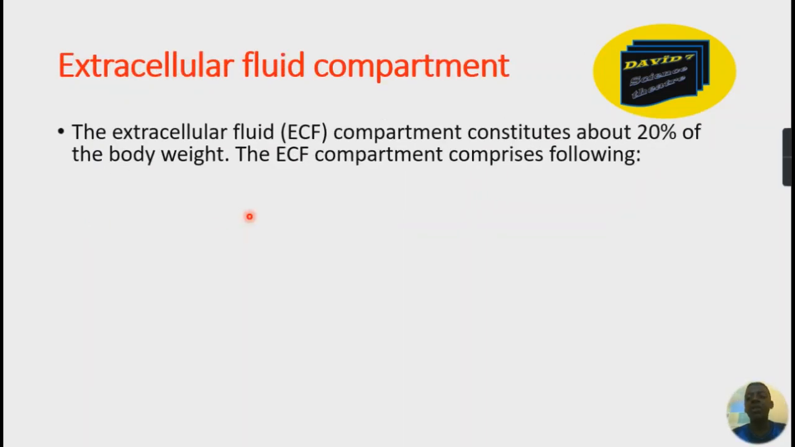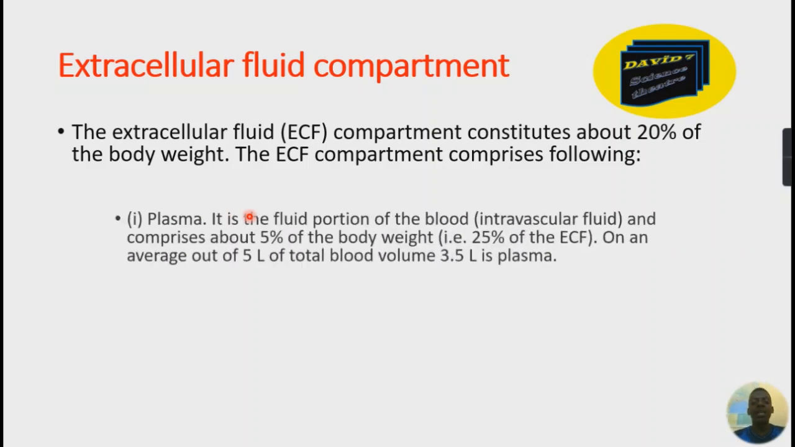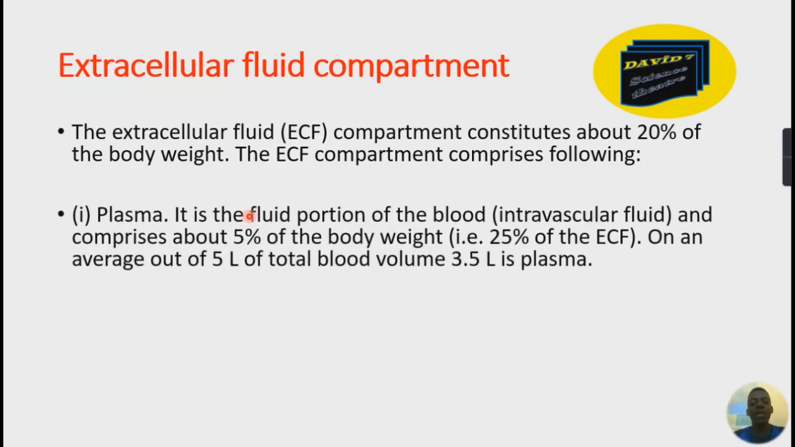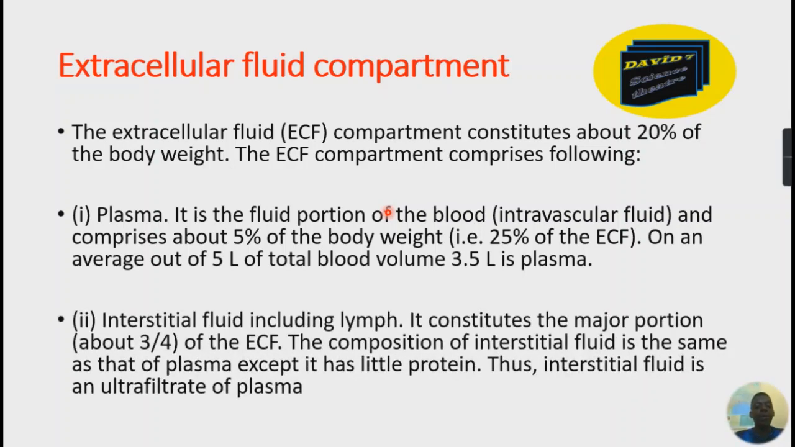Extracellular fluid compartment constitutes about 10% of the body weight, and it includes one, plasma. Plasma is the fluid portion of blood, and it's the intravascular fluid, and comprises about 5% of the body weight. Okay, so around 25% of ECF is plasma. On an average, out of 5 liters of total blood volume, 3.5 liters is plasma. So the total blood volume usually is 5 liters, but 3.5 liters are plasma, the fluid portion of blood. The rest are cells.